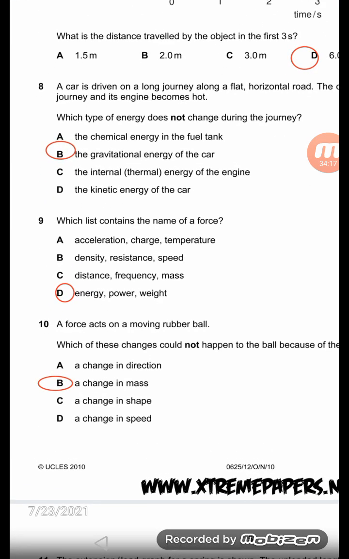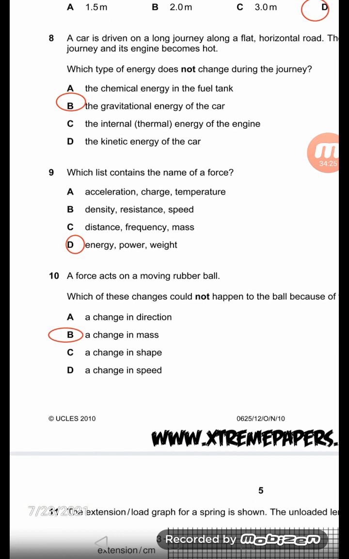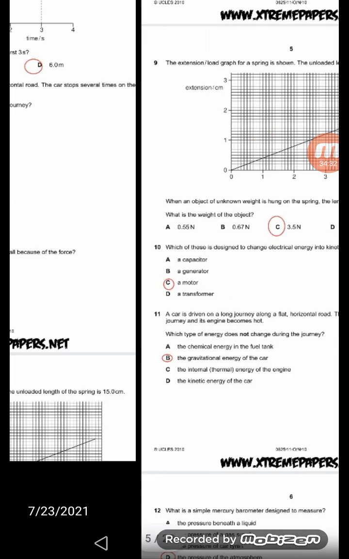So this one, which list contains the name of the force? Energy, power, weight. The force acting on a moving rubber ball. Which of these, mass will not change?